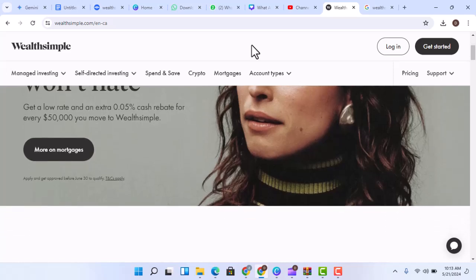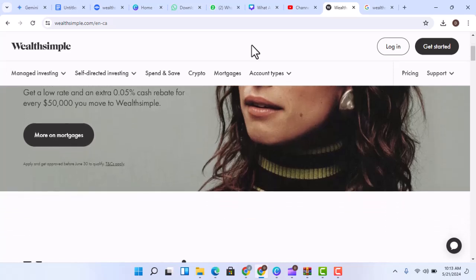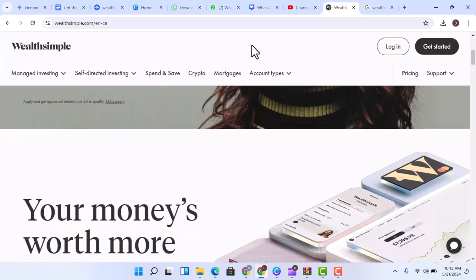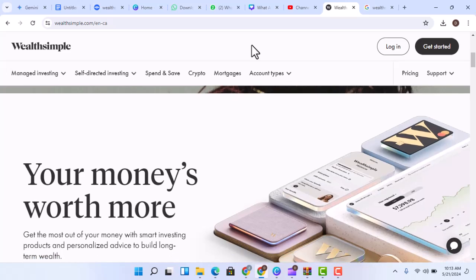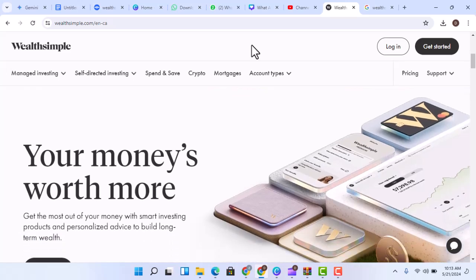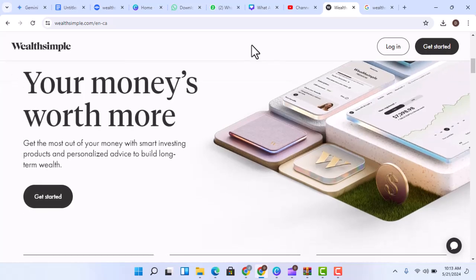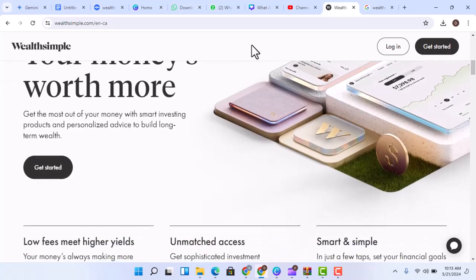So, what is Wealthsimple, exactly? It's a Canadian financial technology company that offers a range of investment services, including a commission-free stock trading platform. Think of it as your personal financial assistant, helping you navigate the complex world of investing with ease.